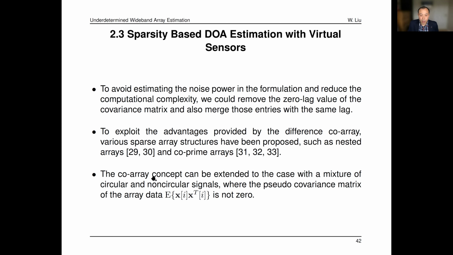And the co-array concept can be extended to the case with a mixture of circular and non-circular signals. The pseudo covariance matrix of the array data is not 0 for non-circular signals. So you don't just calculate the normal covariance matrix and then do the vectorization. You can calculate the pseudo covariance matrix. Because for non-circular signals this one is not 0, and then you can vectorize this. So you have more degrees of freedom.